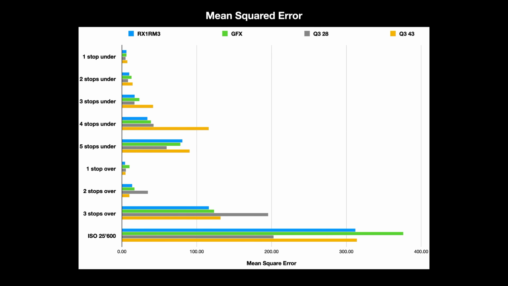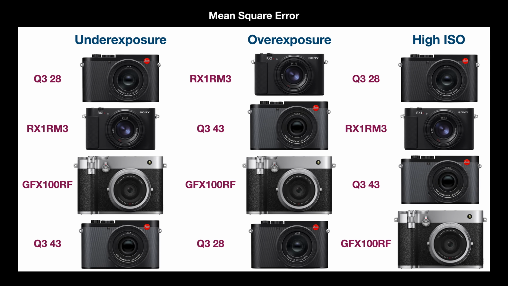But you can stop, of course, the video and stare at the bars yourself and see what your own conclusions are. But if I look at all these bars, compare them, we have on underexposure again the Q328, and the second best ranking camera is the Sony. Then we have the Fuji medium format and then the Q343. On overexposure, it changes. We have actually on rank number 1, the RX1R Mark III, then the Q343, then the Fuji medium format camera, and then the Q328.